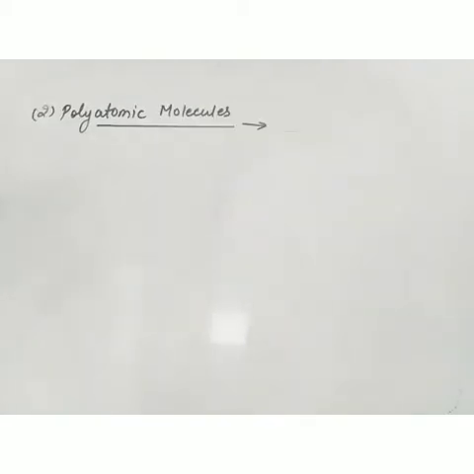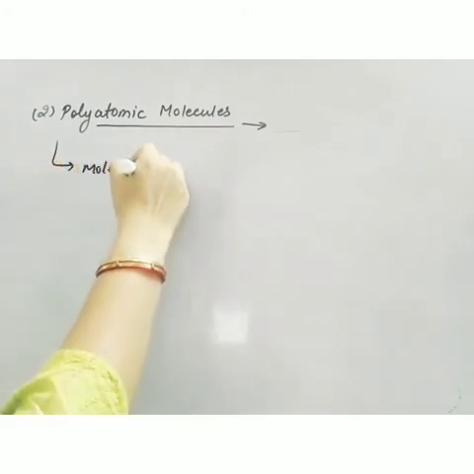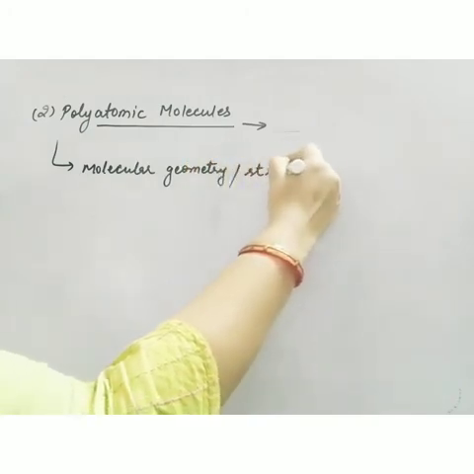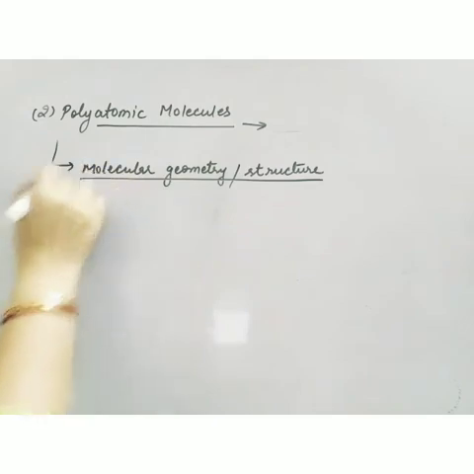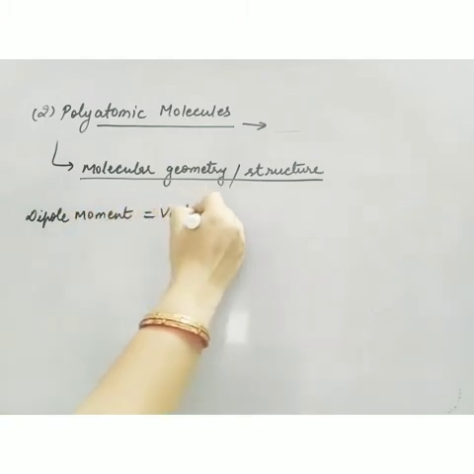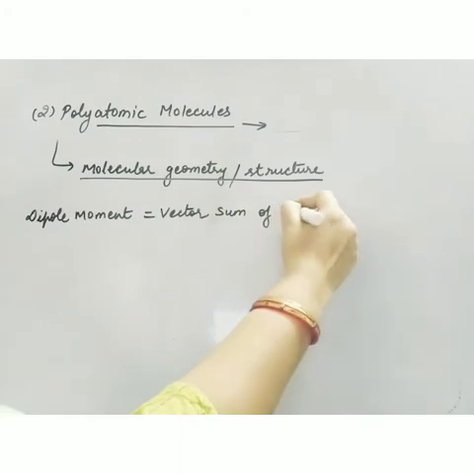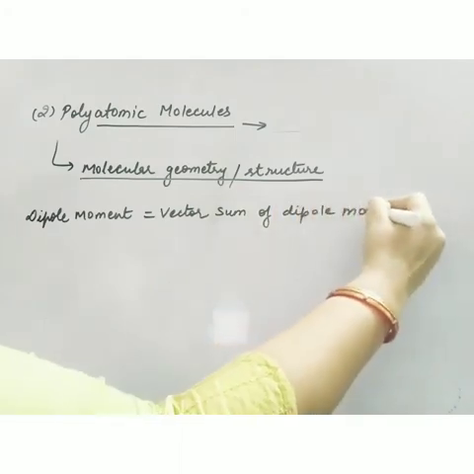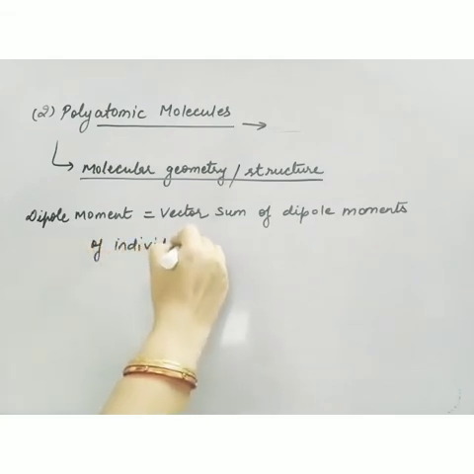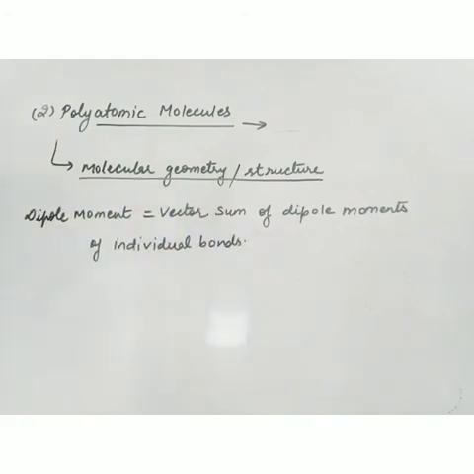But now if polyatomic molecules are there, more than two atoms, here the dipole moment will depend upon the molecular geometry or structure. Here dipole moment is equal to vector sum of dipole moments of individual bonds. Now let's take some examples.